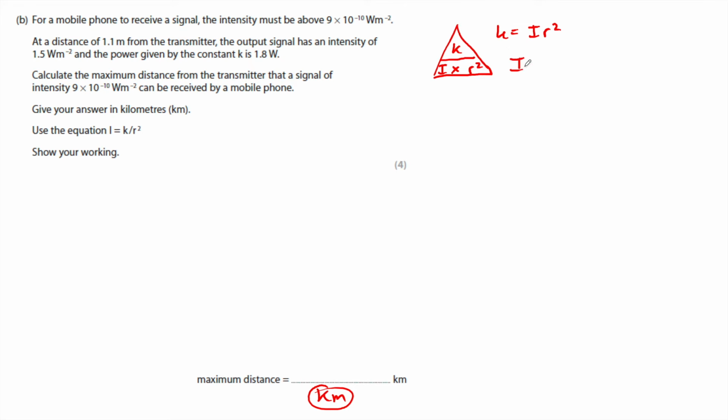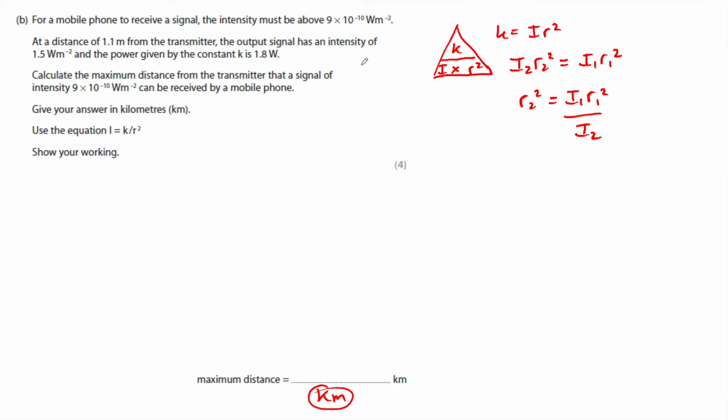So we can write I2 R2 squared equals I1 R1 squared. And that's the second distance away, this is the first distance away. And we want the distance. So I'm going to rearrange this for R2. So R2 squared is equal to I1 times R1 squared, and I2 is being divided. I2 is being multiplied here, so we need to take it to the other side by dividing.